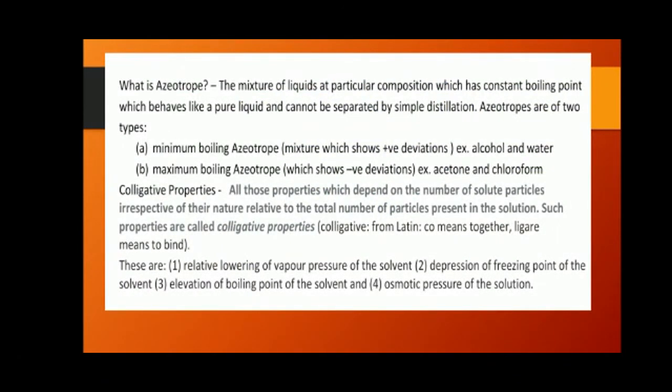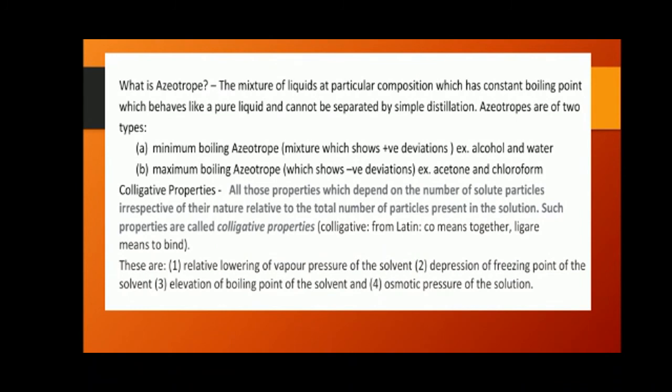Now the next is, what is an azeotrope? A mixture of liquids at a particular composition which has a constant boiling point, which behaves like a pure liquid and cannot be separated by simple distillation, is known as an azeotrope. Azeotropes are of two types.